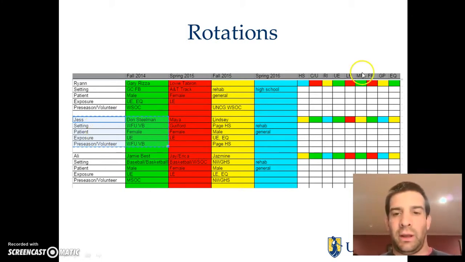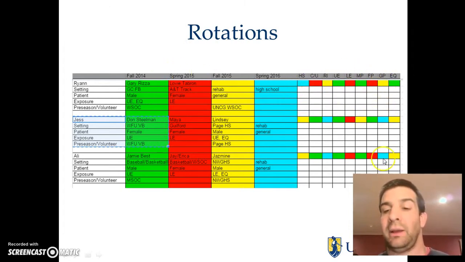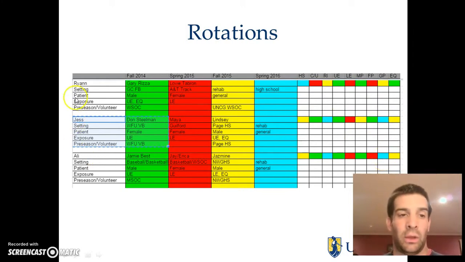And so you can see here, I have to make sure that they each have a high school, college, rehab, upper, lower, male, female, general, and equipment rotation, and I color coded it to make sure that every student has that by the time they leave their 4 rotations. But if you just look right here, you can see the preceptor, the rotation, and how they move through. Obviously going into spring 16, I don't really have it finalized, but I kind of have an idea of where I'm going to put them. I just haven't finalized it yet.